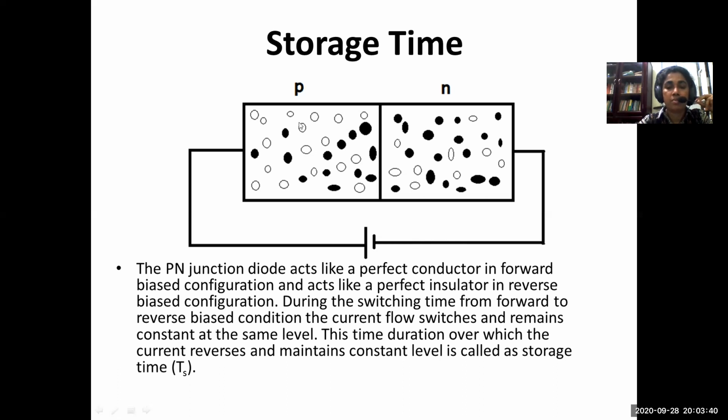In that case, you see the holes, which are majority carriers in the P region, have crossed the junction. These white color dots have crossed the junction and reached the N region. Similarly, electrons from the N region have crossed the junction and reached the P region, which are represented by these black dots. So during the forward biased state of the diode, the P region will contain a large number of electrons, and similarly the N region will contain a large number of holes.